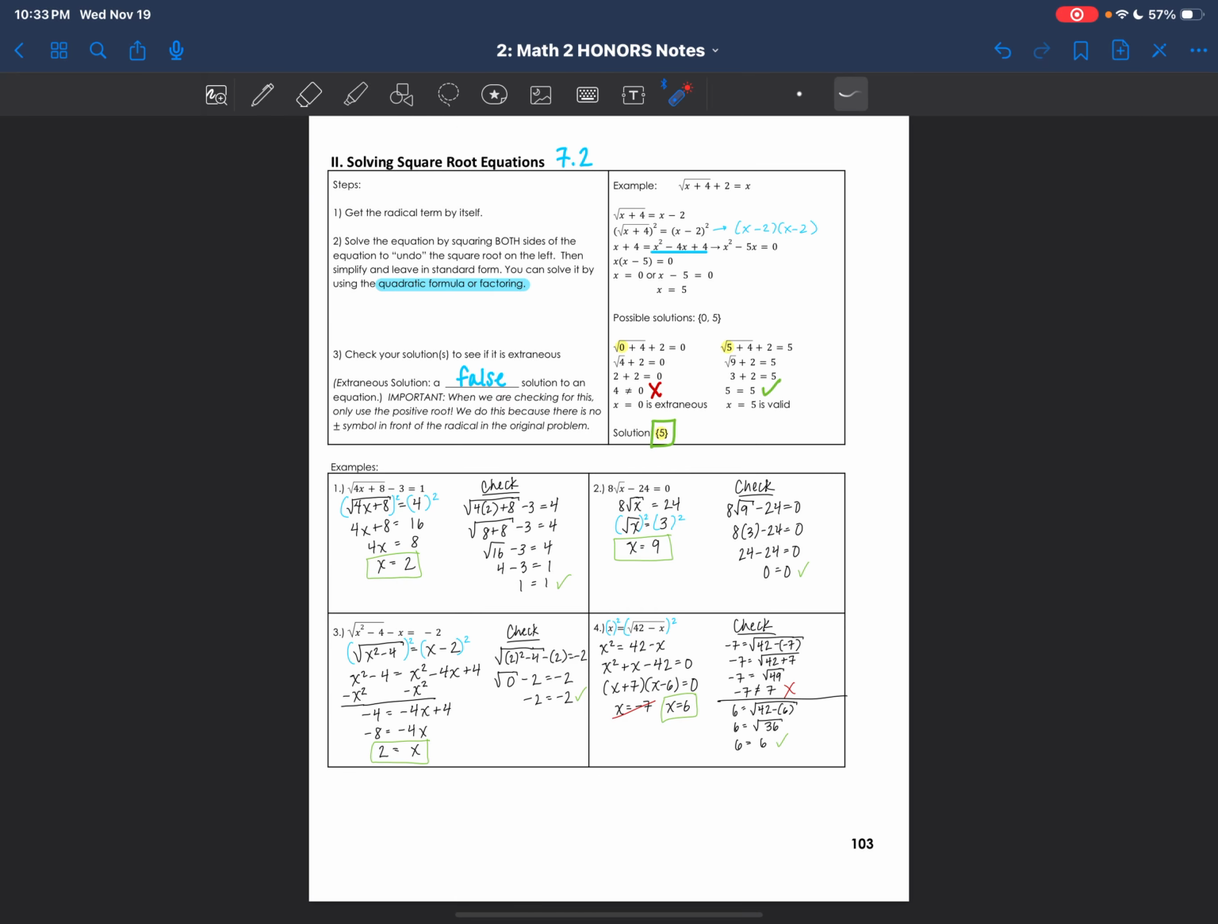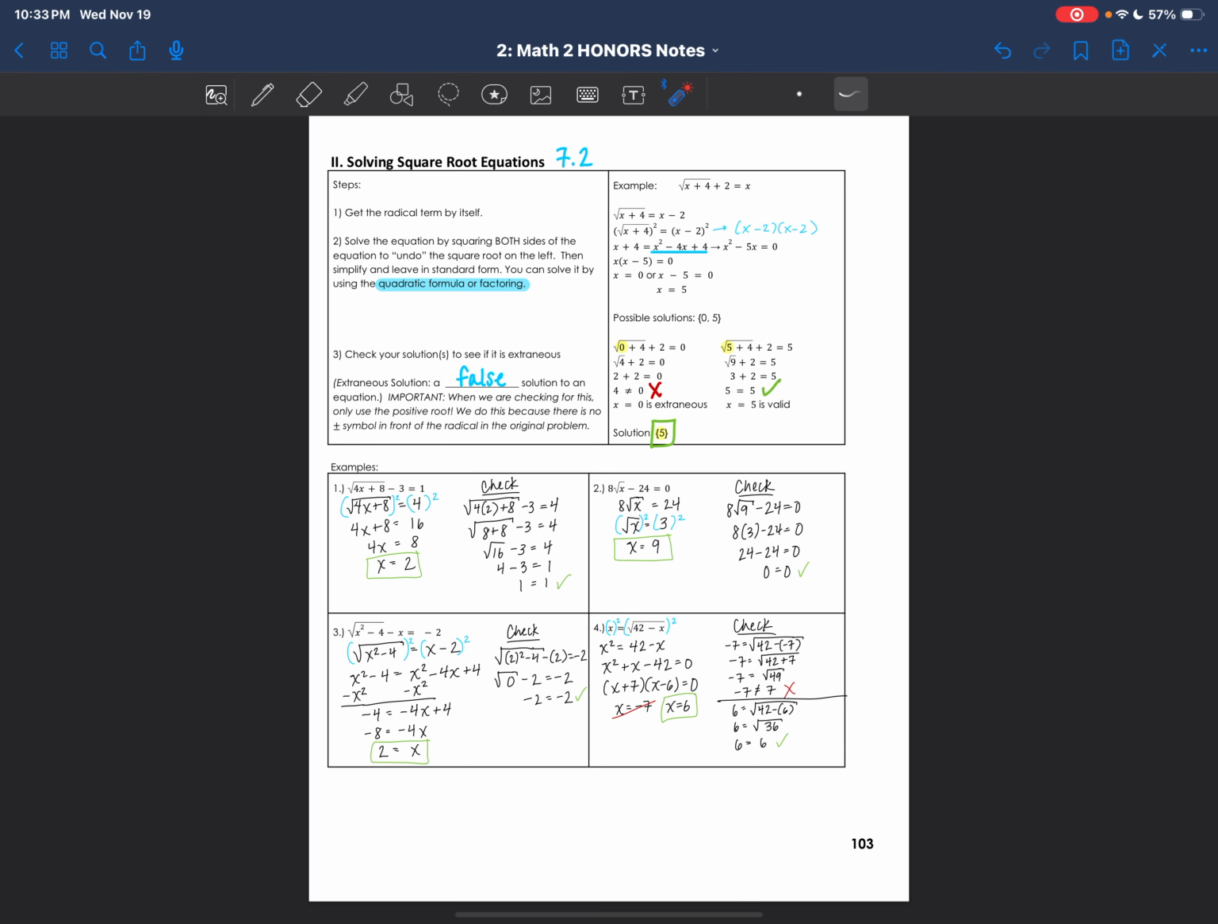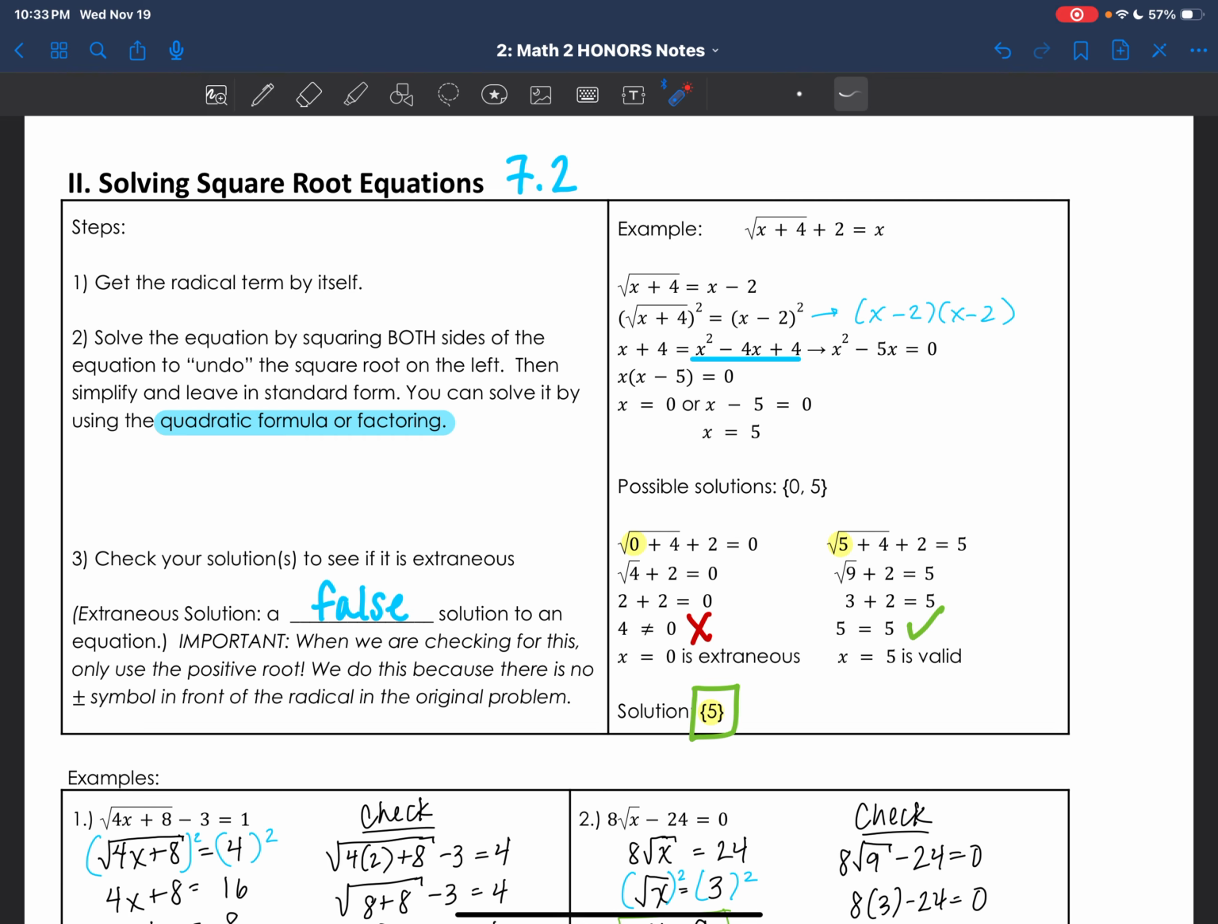All right, today what we're going to be talking about is solving square root equations. Before we were talking about graphing them, so now we're going to solve them. When you think about it, it makes sense because you're just doing inverse operations to undo it. But the biggest thing is you're going to get the radical term by itself. So if you look at your example right here, we want to get this term by itself. So we need to move this to the other side by subtracting 2.